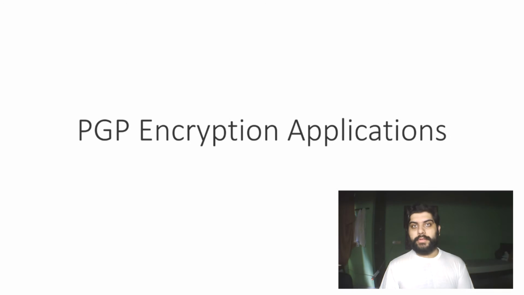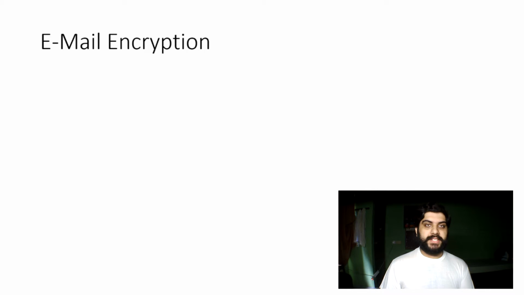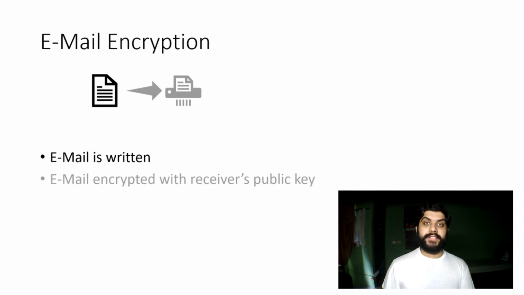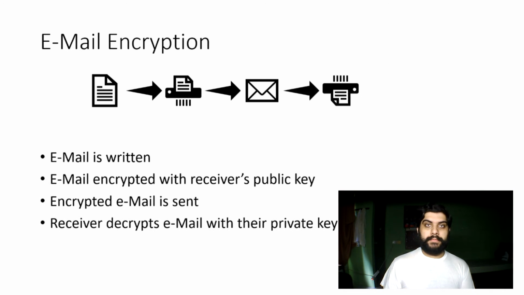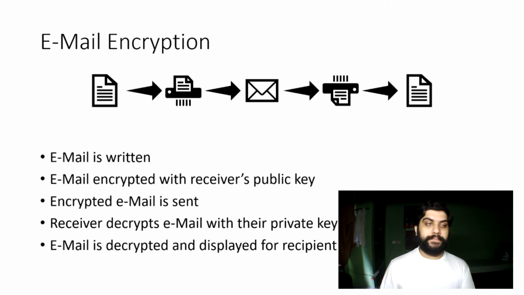I'll be talking about the applications of PGP encryption. So the first place that PGP encryption can be used is in email encryption. What happens, in simple terms, is the email is written, then encrypted with the receiver's public key. This is a key that the recipient of the email has access to, and it is their publicly known key. The email is then sent and decrypted by the receiver with their own personal private key. Once they input their private key, the email is decrypted and is in a readable form.